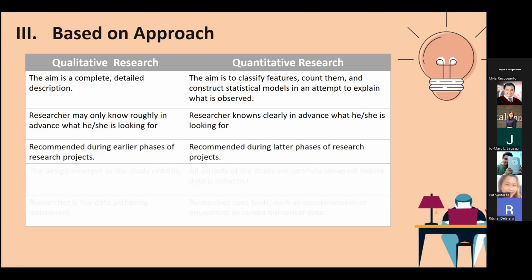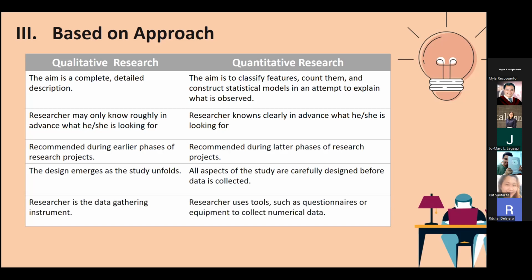Qualitative research is recommended during the earlier phases of research, while quantitative is recommended during the latter phases of research. For the design, in qualitative the design emerges as the study unfolds, while in quantitative, all aspects of the study are carefully designed before data is collected. For the tools or instruments, the researcher is the data gathering instrument in qualitative, while in quantitative, the researcher uses tools such as questionnaires and equipment to collect numerical data.